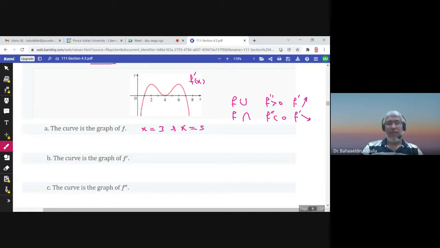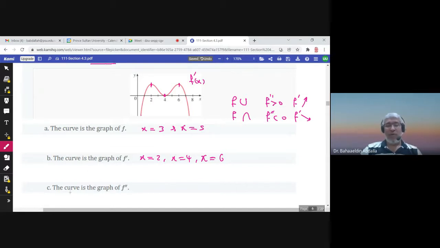So f prime is increasing up to here. And now f prime is decreasing up to here. And now f prime is decreasing up to here. And now f prime is increasing. So the points at which f prime changes from decreasing to increasing or increasing to decreasing are these 3 points. So when x is 2 or 4 or 6, we will have inflection points if this curve is the graph of f prime. I hope you understood the solution.